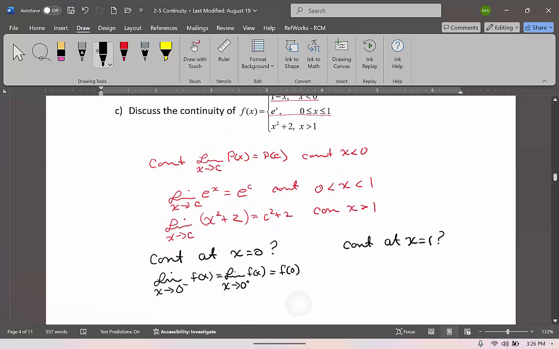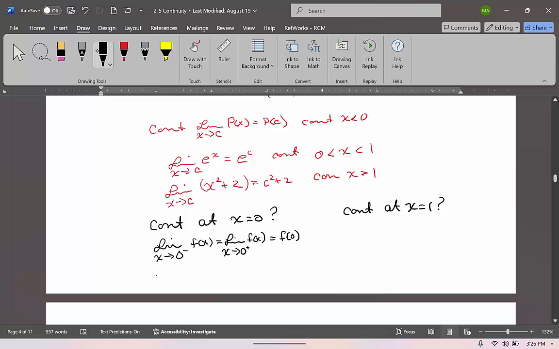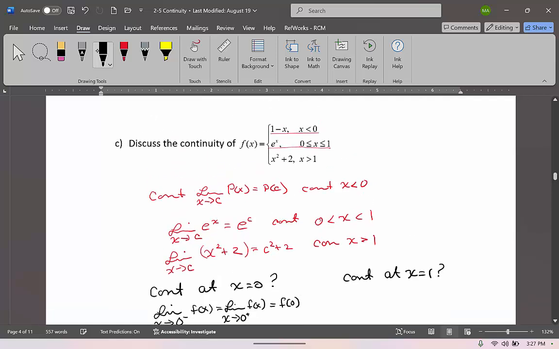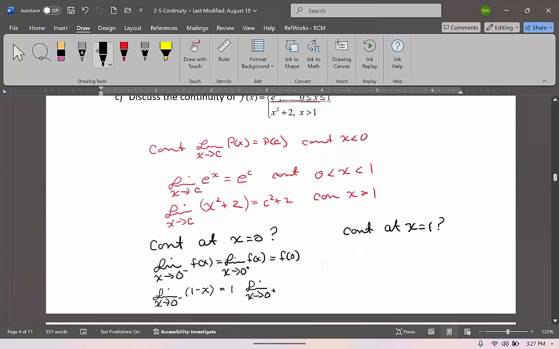All right, so when we're approaching from the left, we're on this piece of the graph, okay? And so the limit as x approaches 0 from the left means we're looking at this piece of the graph, which is simply going to be 1. Okay? The limit as x approaches 0 from the right means we're on this piece of the graph, and that limit is going to be e to the 0.